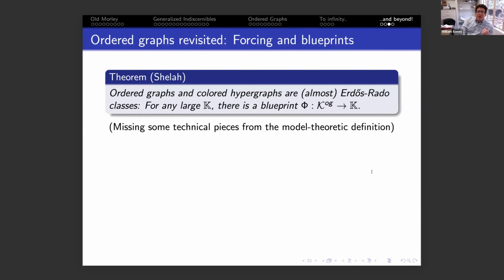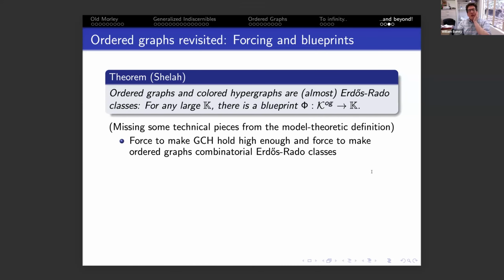And so we can go back to this theorem of Shelah and say that even though he said it's consistent that these partition relations hold, it's only consistent that the partition relation holds, but it's a ZFC theorem that you can build blueprints from. I say almost, this almost means that you're missing a few of the technical pieces from the model theoretic definition, but still very good.